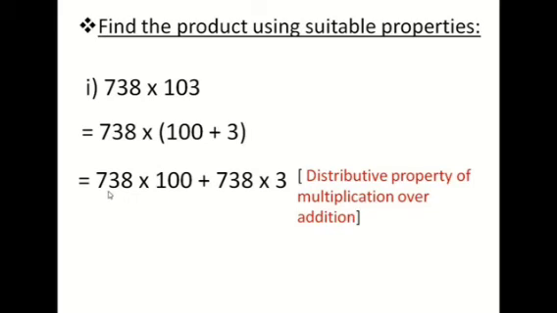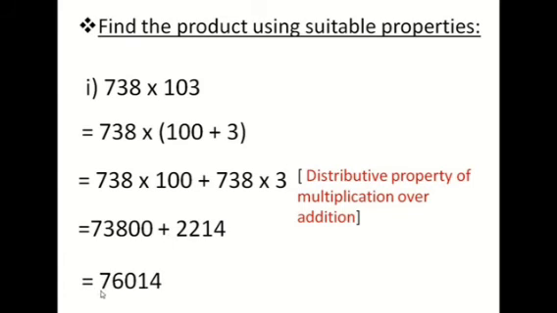Now you have to do multiplication and those products will be added up. So 738 into 100, find out, and then 738 into 3, then those two products will be added up. Do the addition. So the final answer is 76,014. I hope you are clear.